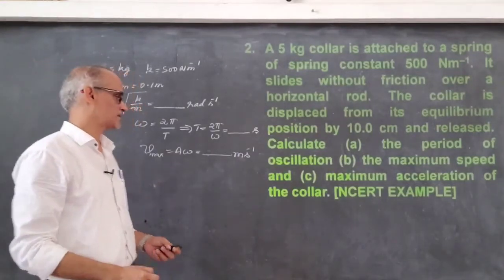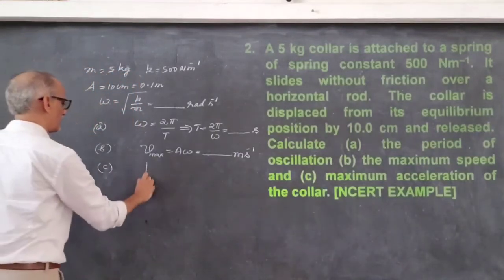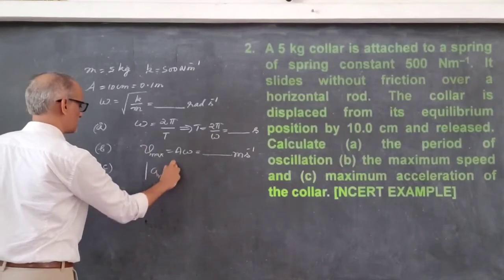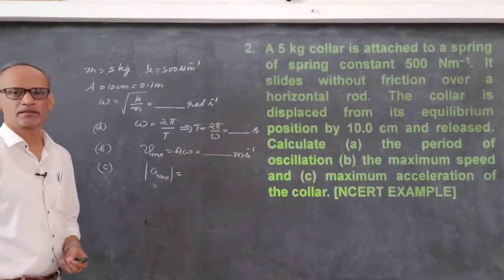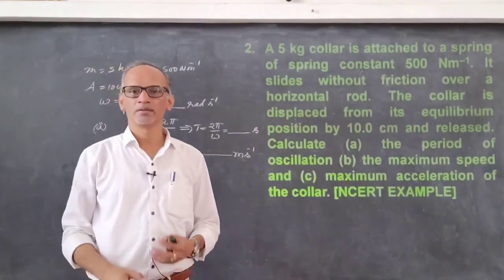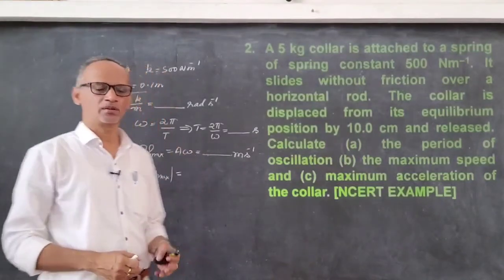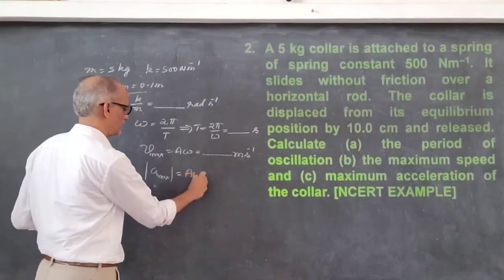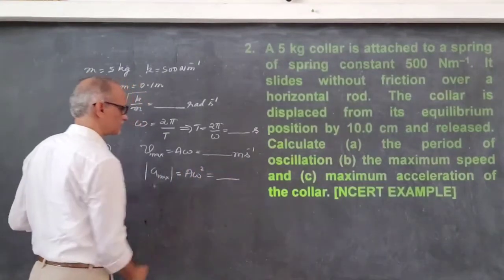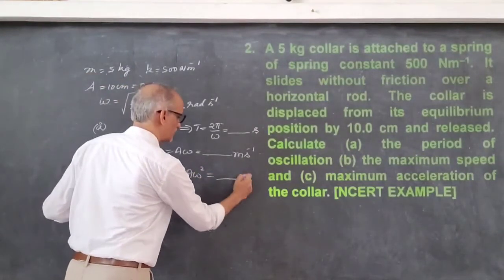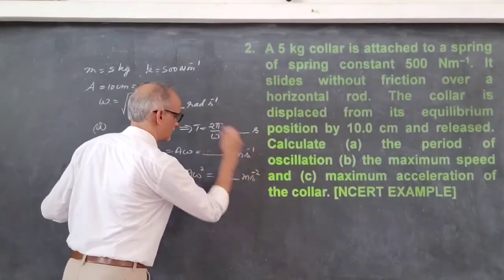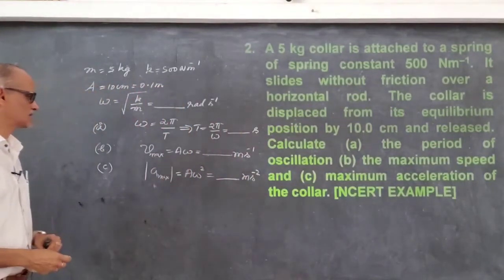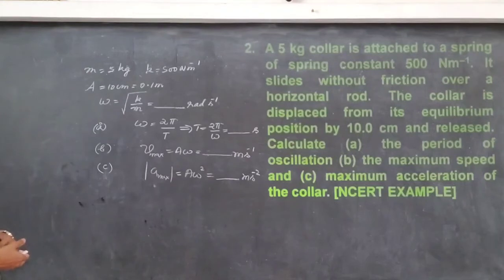Option C, maximum acceleration of the collar. Maximum acceleration means we find the magnitude of the acceleration, because normally acceleration is negative, so we take the magnitude, which is given by A omega square, which is in meter per second square. So this is the maximum acceleration of the block.